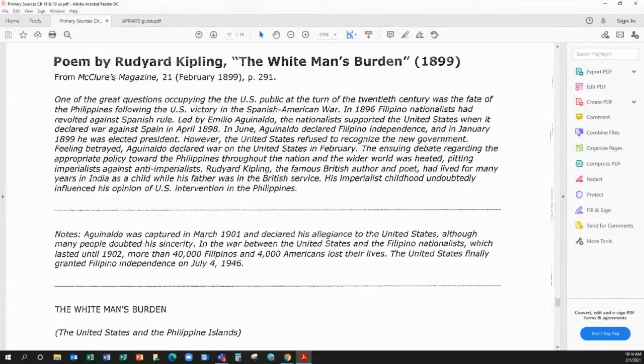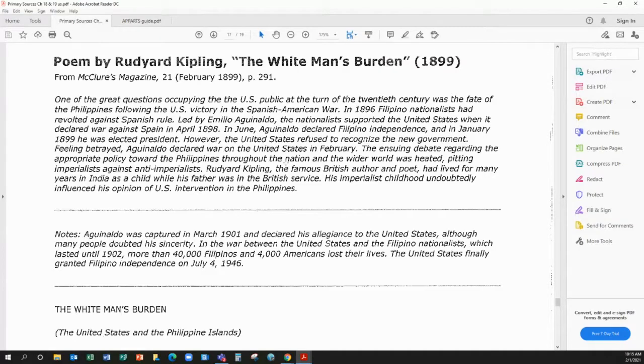It shows you it was published in McClure's magazine, February 1899, the first time it is viewed in public. It's a very famous poem by Rudyard Kipling. He also wrote The Jungle Book, which you're probably more familiar with. But, all right, one of the great questions occupying the U.S. public at the turn of the 20th century was the fate of the Philippines following the U.S. victory in the Spanish-American War.